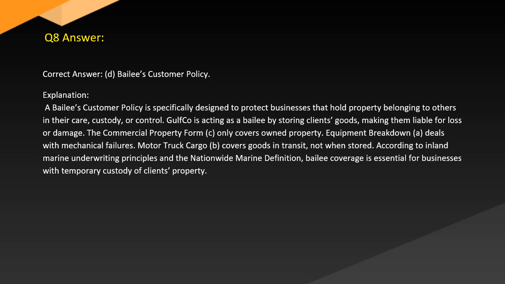The commercial property form (C) only covers one's own property. Equipment breakdown (A) deals with mechanical failures. Motor truck cargo (B) covers goods in transit, not when stored. According to inland marine underwriting principles and the nationwide marine definition, bailee coverage is essential for businesses with temporary custody of clients' property.